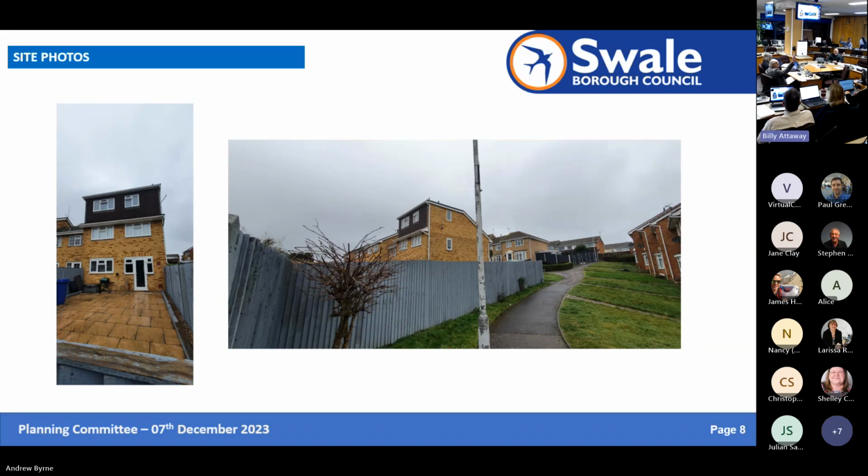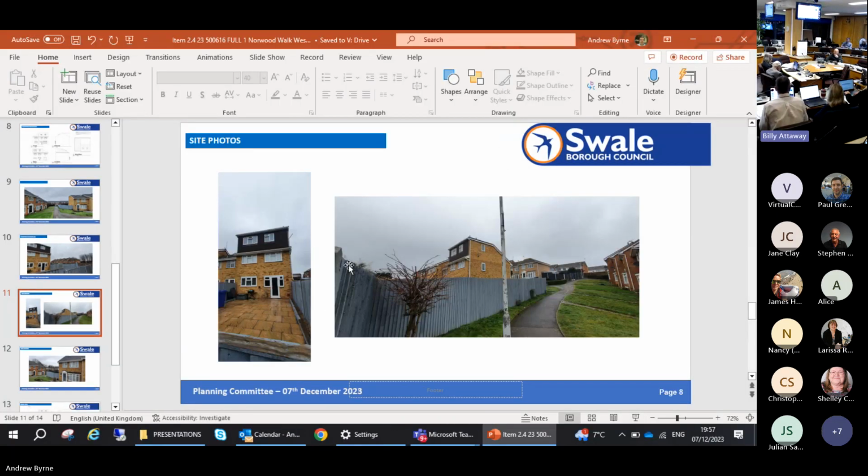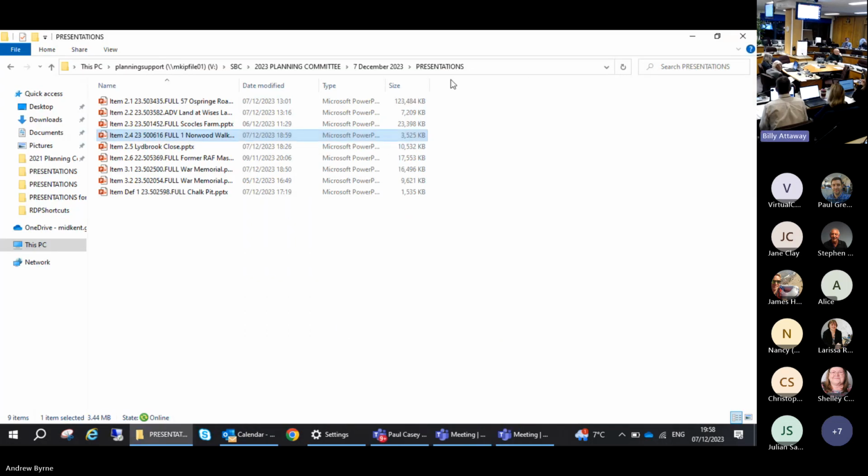I'm sure we can arrange that, yes. 1, 2, 3, 4, 5, 6, 7, 8, 9, 10, 11. Those against? 1, 2, abstention, against. Sorry, are you against or abstaining? Against. Right, 3 against. So we shall take a trip to Norwood Walk.